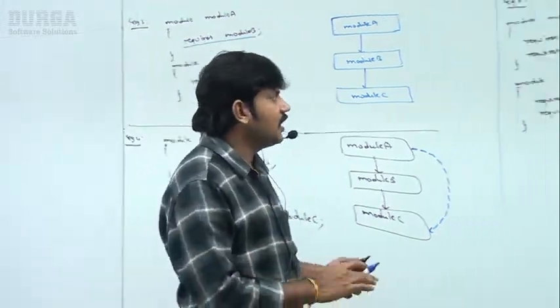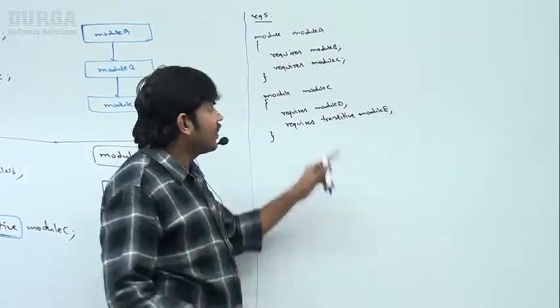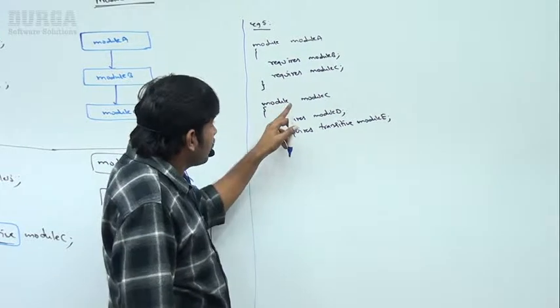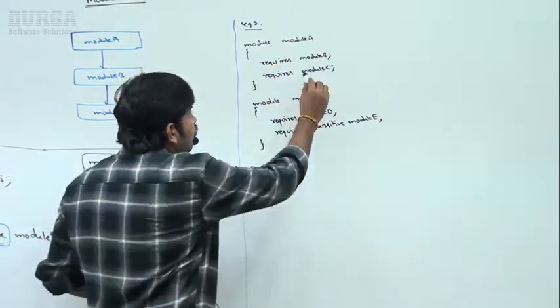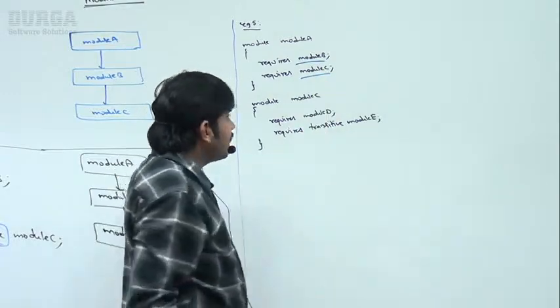Similarly, observe that module A requires module B, which requires module C. So now A requires B and C. A requires module B and A requires module C.